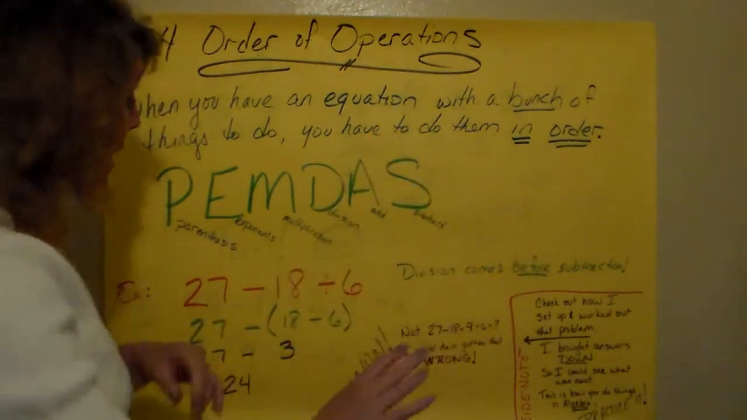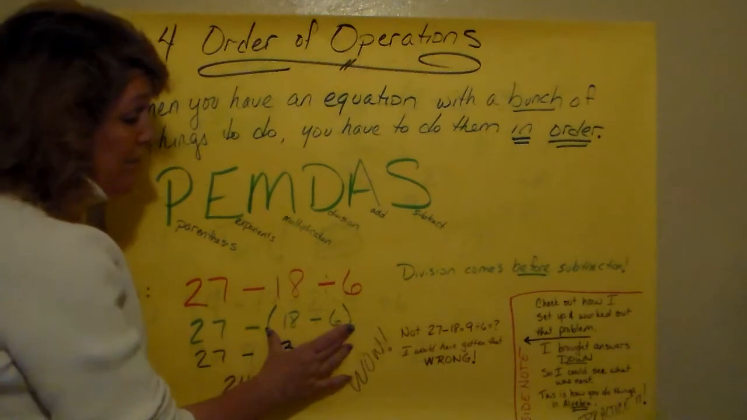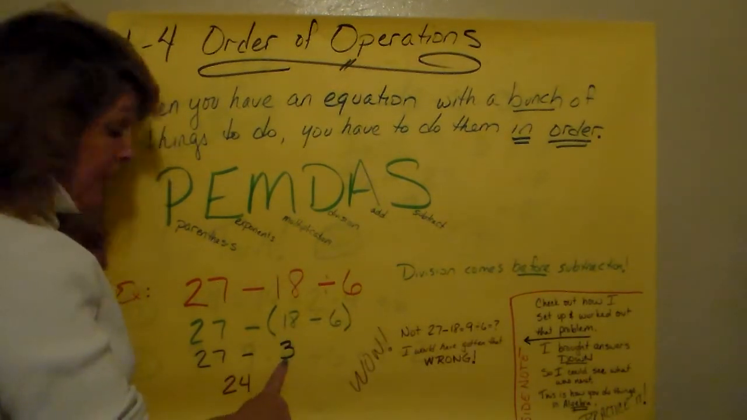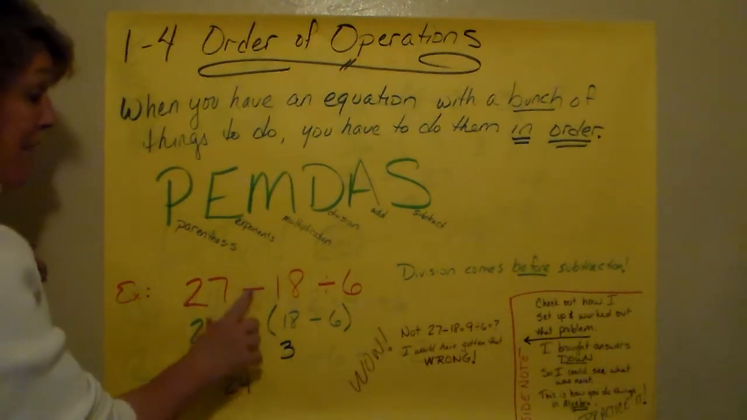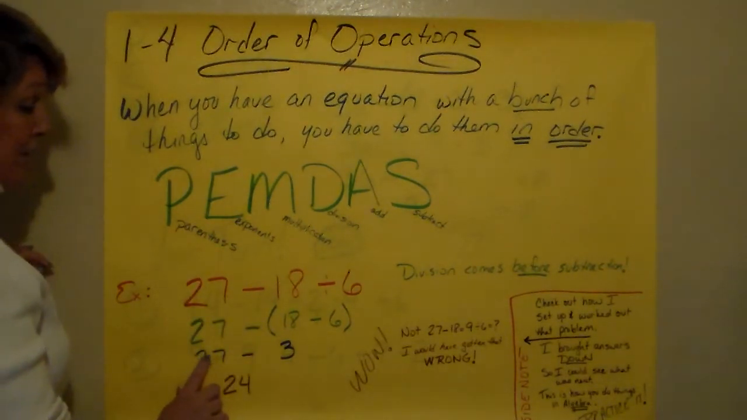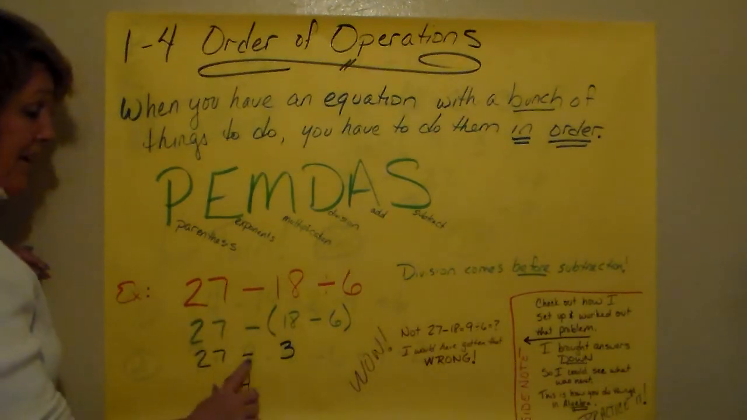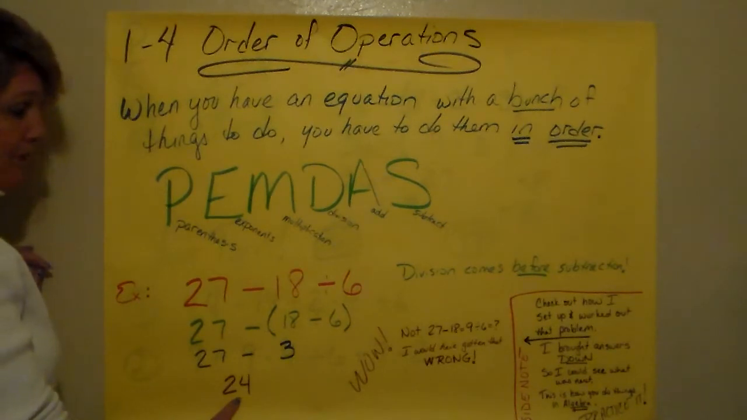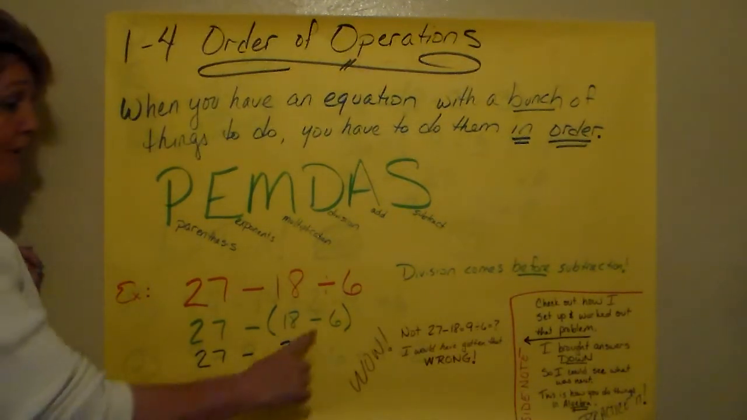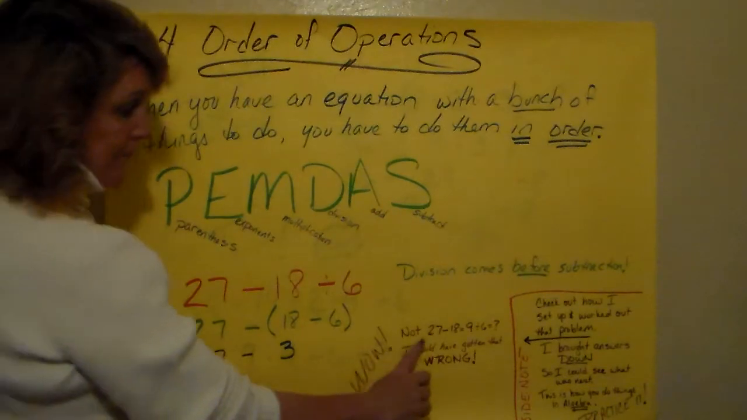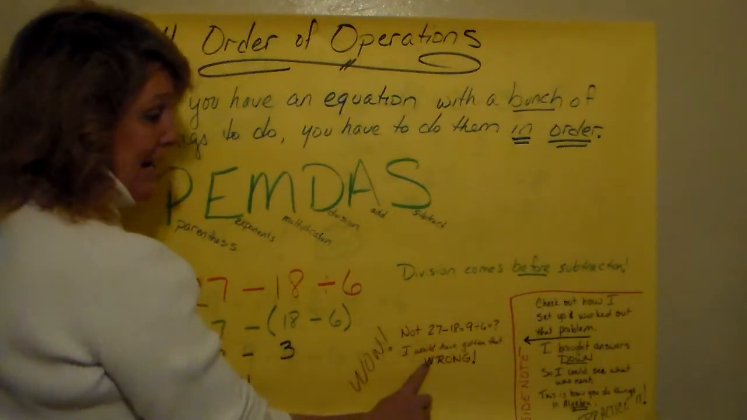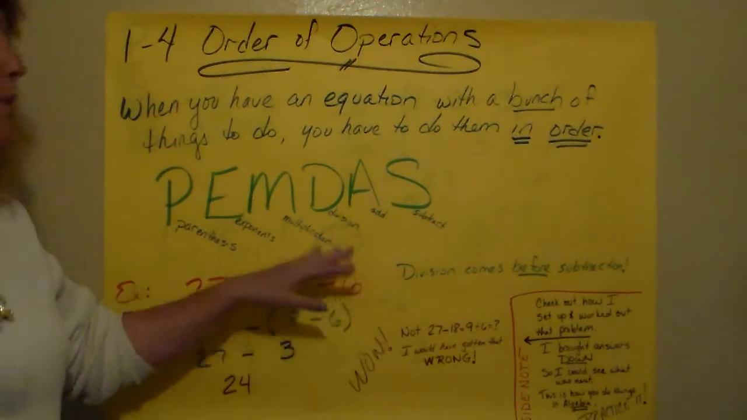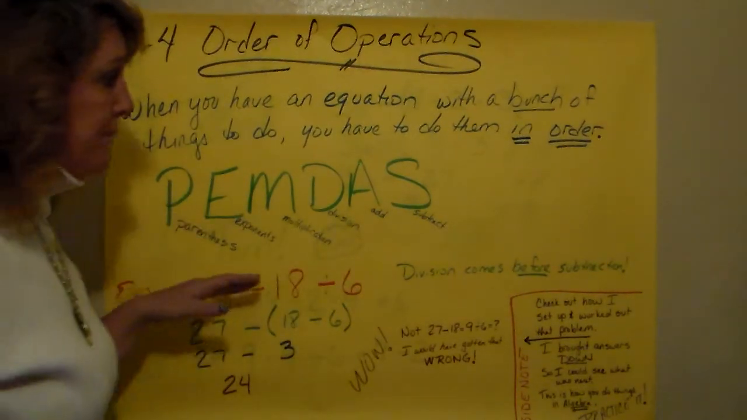So I'm actually going to put parentheses around the division part because this is the part I want to do first. 18 divided by 6 is 3. Now I'm going to bring down my 27 and my subtraction sign so that I know the next thing I'm going to do is 27 minus 3, and my answer is 24. Now that's very different than 9 divided by 6. 9 sixths would be my answer, and I would have gotten it totally wrong had I just gone left to right. So PEMDAS is a really important thing to remember.